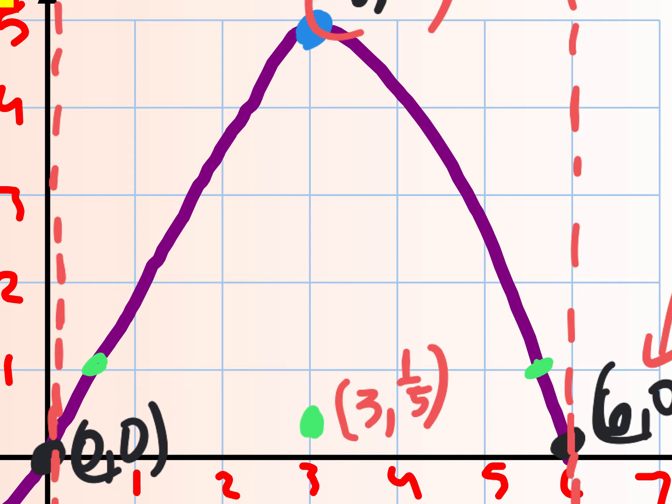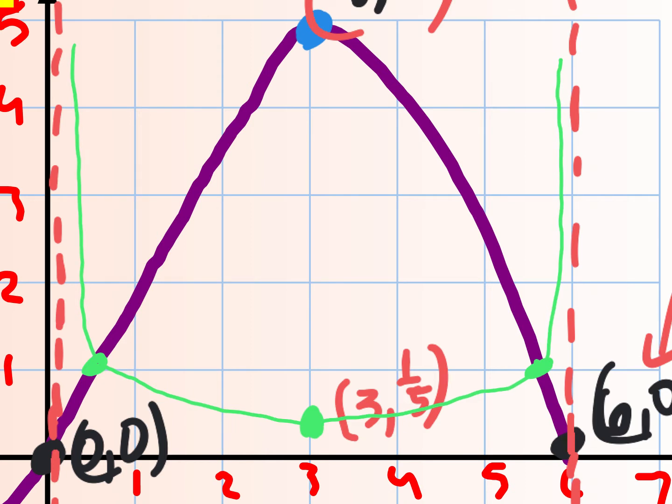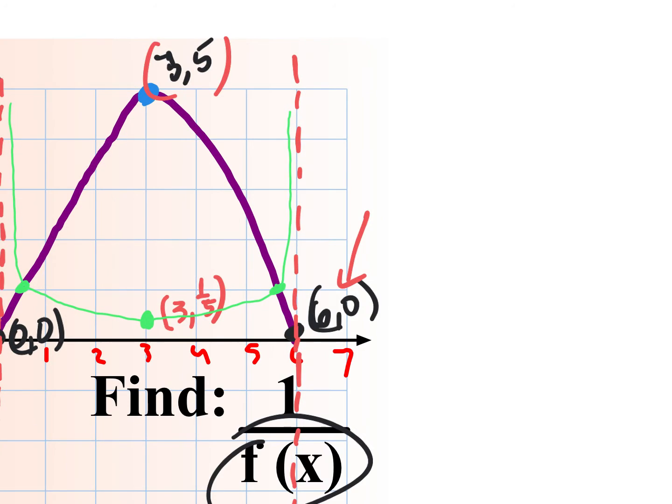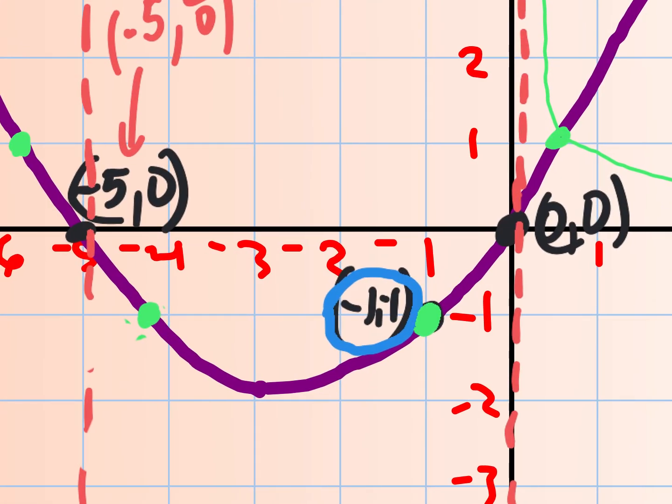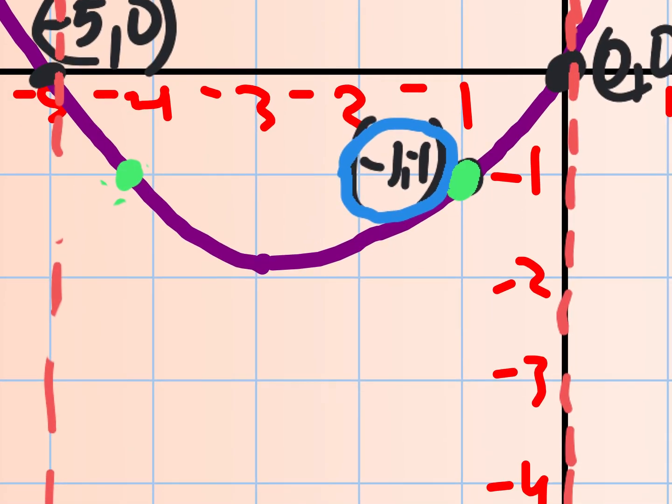I'm going to go through from here, through here, and then I'm going to get closer and closer to the asymptotes, but never touch them. Closer and closer and never touch them. There. My function is the asymptotes plus that green line. That's my new function. How about over in here? Can you follow the rules? Get closer and closer, but never touch.